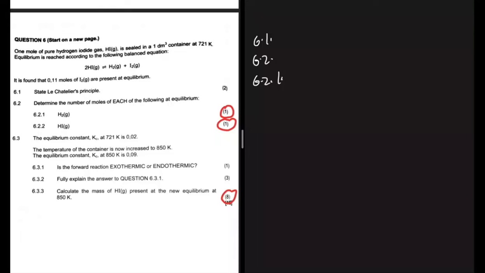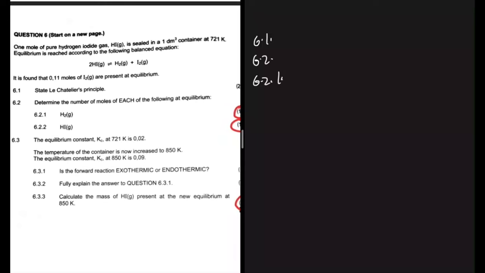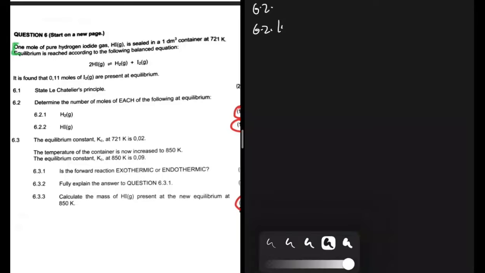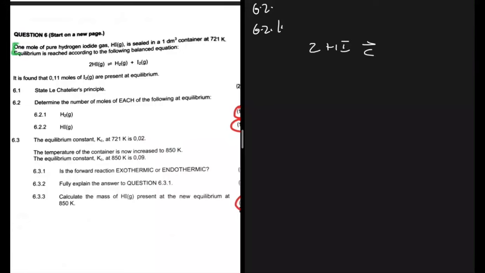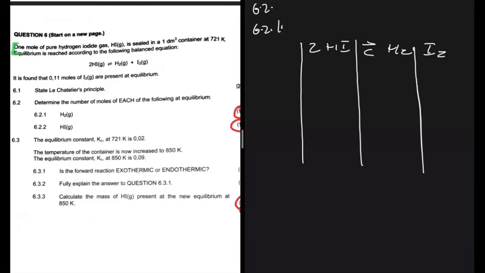so that you can see exactly what I'm talking about. If we go through our question statement again here, you're going to see that it says that 1 mole of pure hydrogen iodide gas is sold in a 1 decimeter cube container at 721 kelvins. Equilibrium is reached according to the following balanced equation. So let's just copy down that balanced equation real quick. So we have 2HI, and then we have H2 and I2. Right. So if we set up our table to calculate Kc, we're going to have something like the following. Let me just do that real quick.